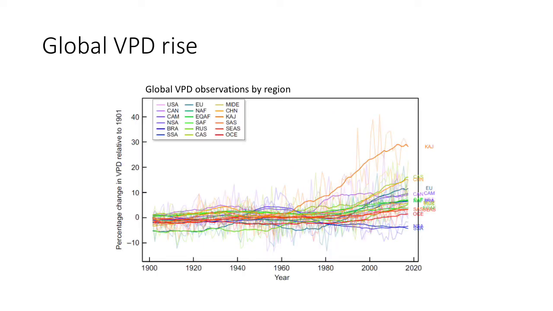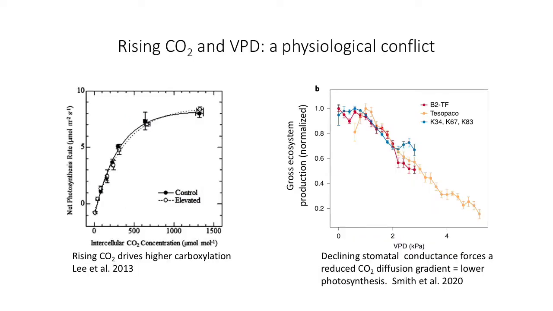I would note that observations support these model predictions. For the last 50 years or so, we see a global VPD rise when we examine it through observations at a regional scale across the globe. Now, this rise in CO2 and rise in VPD creates a physiological conflict.